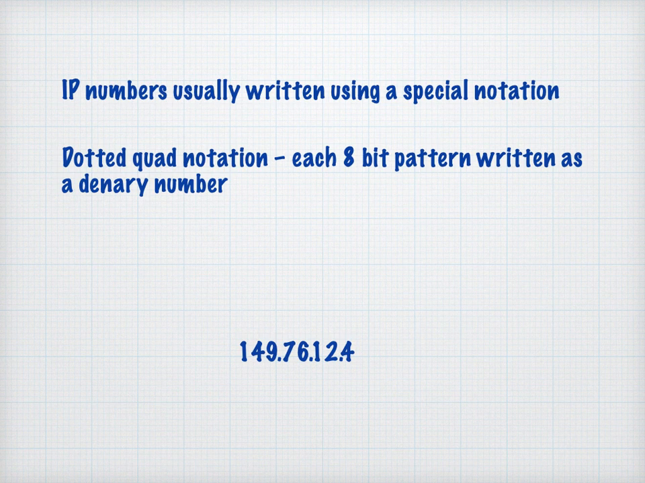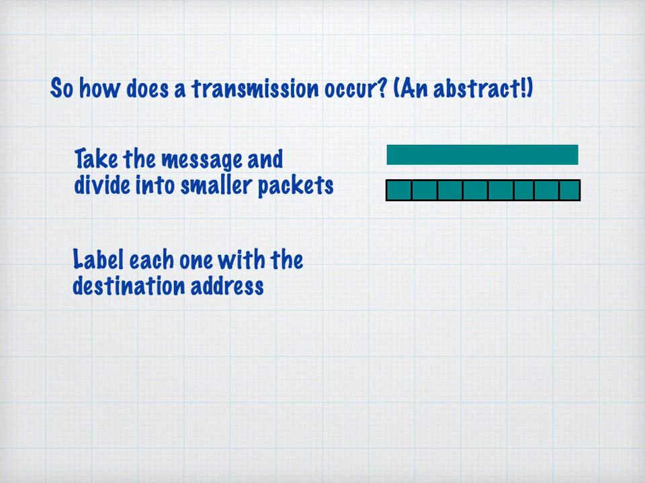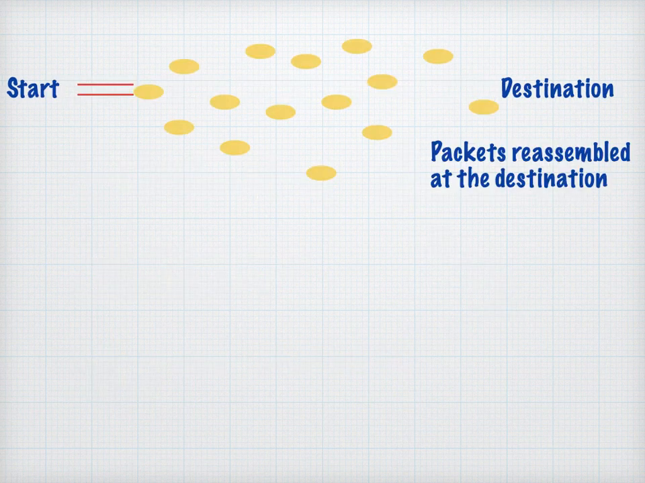So how does transmission actually occur from you to a particular address, for example, to that particular number? Again, I'm going to take a very abstract description of this. You can take the message, whatever the message is, so you could visualize it as an email or a web page that you're trying to retrieve. You take that message and you divide it into smaller packets, so you cut it up into chunks. You label each one with an address, and then you send it out over the internet. Those packets are sent across the internet, and when they get to the destination, they're reassembled in some way.